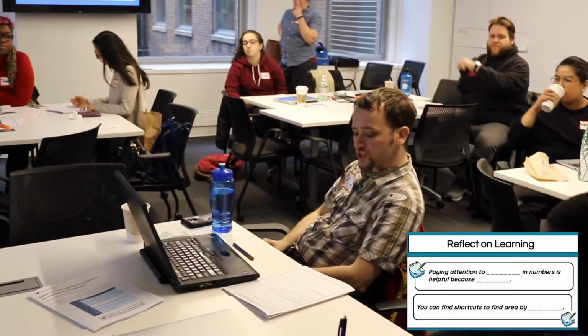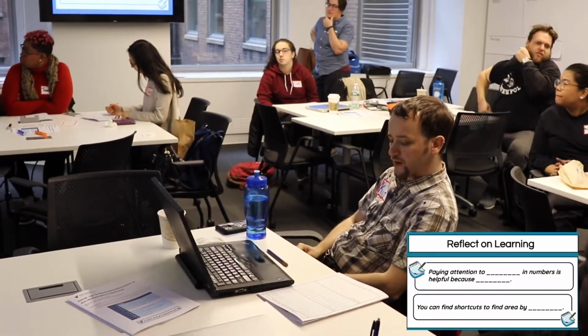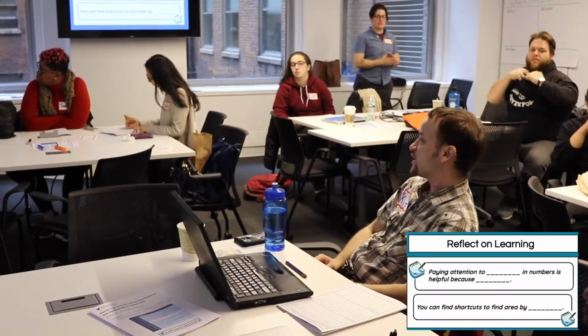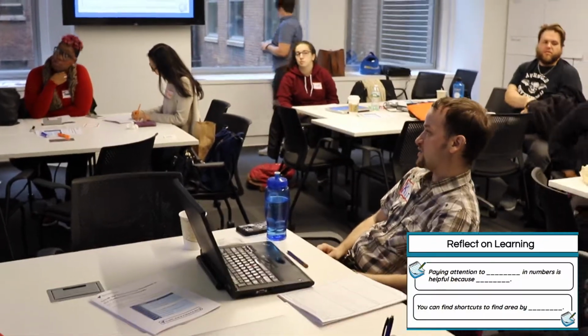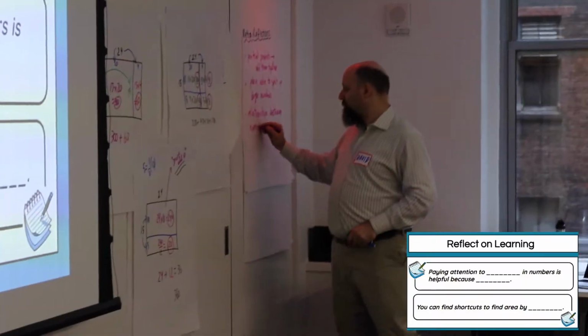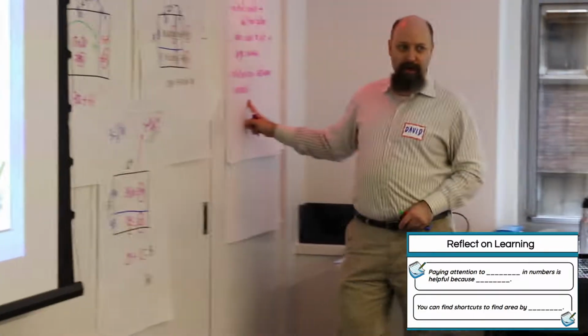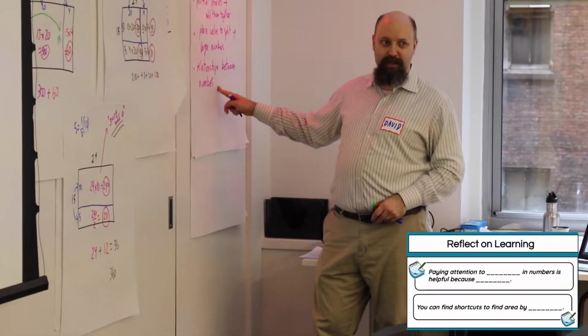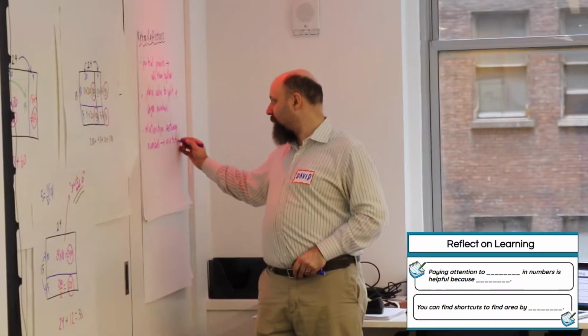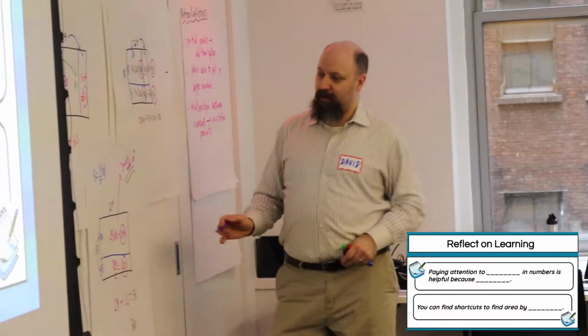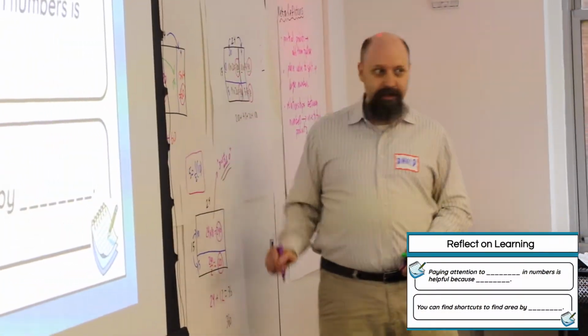There are other hands raised. Becky, I think you had your hand raised? Oh, no. Oh, okay. Kit, go ahead. Paying attention to relationships between numbers is helpful because you can find products by using those relationships. For example, when I did that, times 5 was half of times 10. Okay. And then your example is right here. Here is a critical relationship for this strategy.